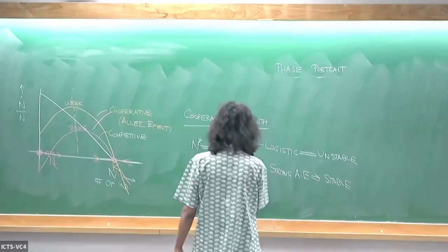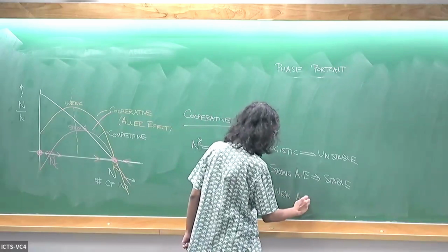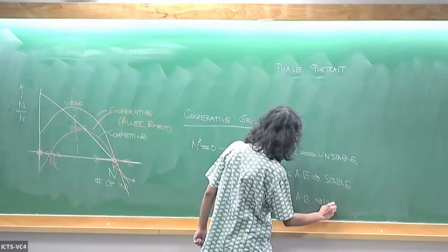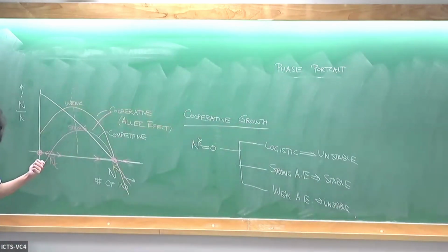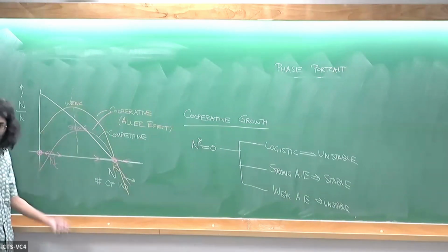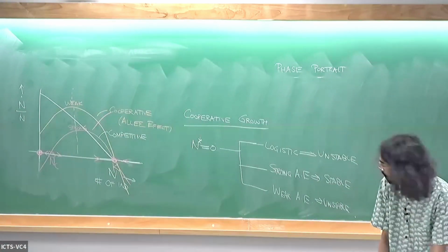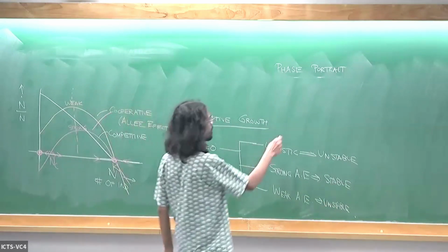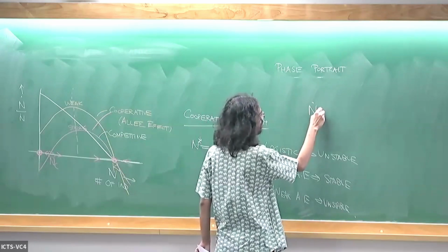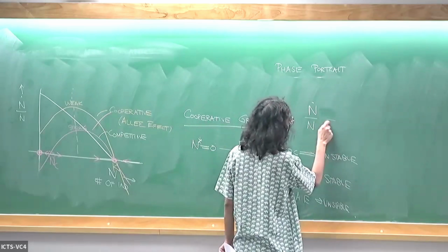What about the weak allele effect? It's unstable, right? So really, the strength of the allele effect can be so strong that n equals 0 can become a stable fixed point. And so really, that's sort of one of the big qualitative differences, right? How do we model this mathematically? What's the kind of equation that you might write down that gives you those things?